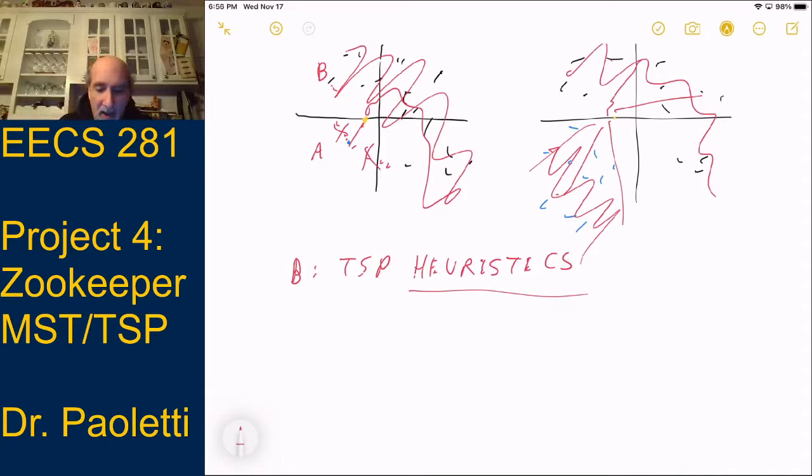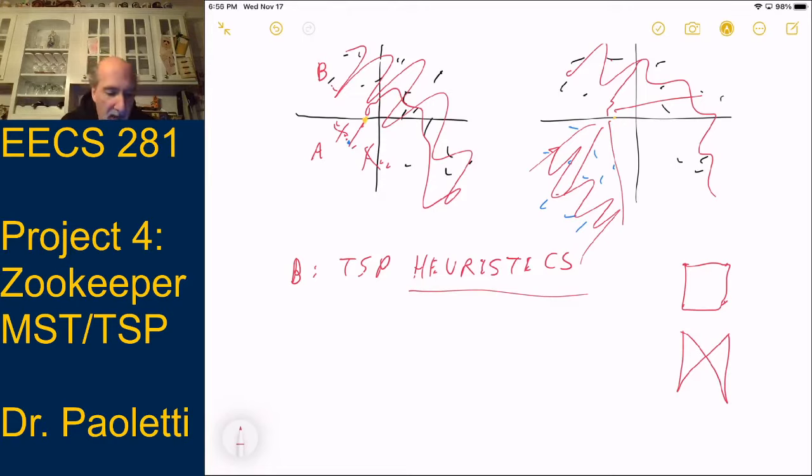So, you know, if I give you the 4 points in a square, most TSP heuristics better say, oh, you should go around the outside. They'd be unlikely to say, oh, you should go like this and cross the middle twice. Heuristics are unlikely to do that. But with a bigger graph, it gets harder to get the optimal answer.